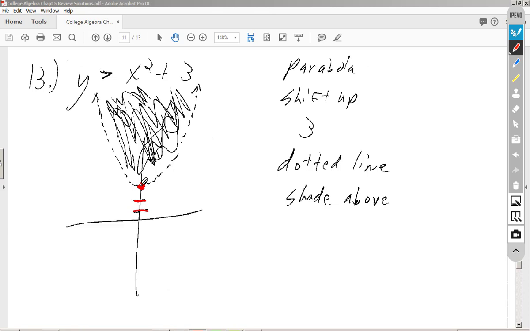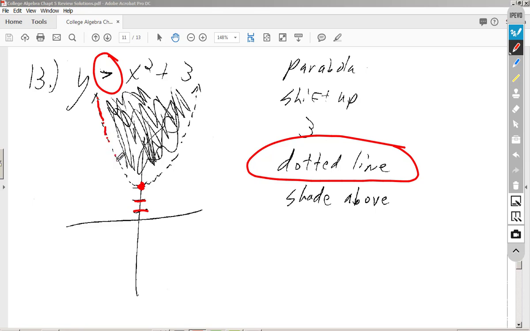And now I need to see if it's a dotted line. So I look at this right here. It's not equal to, so that would be a dotted line. So I'm going to go ahead and make my parabola. So here's my dotted line.